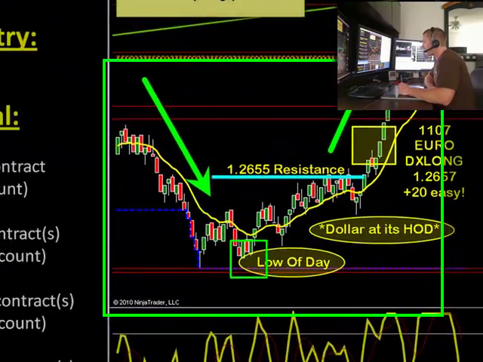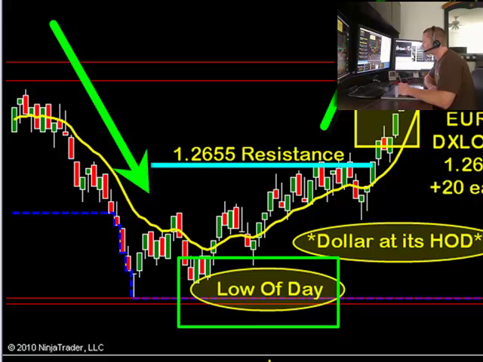We're sitting here at the low of day, and the low of day is one of the key components because I want to make sure the euro is at its extremes. The high of day or the low of day are very easy to see in your charts, and you're going to wait for the euro to get towards the low of day. Pretty simple stuff. That's the first criteria: wait for the euro to get to the low of day or the high of day.